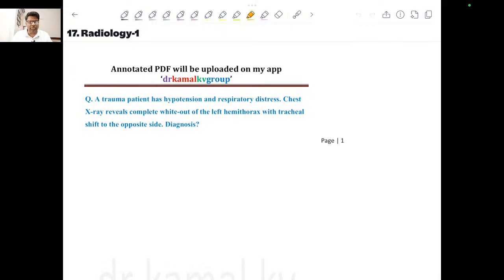So here we go. There is a trauma patient with hypotension and respiratory distress. Chest X-ray reveals complete whiteout of the left hemithorax with tracheal shift to the opposite side. Now, what is the diagnosis? Let us write the keywords first.